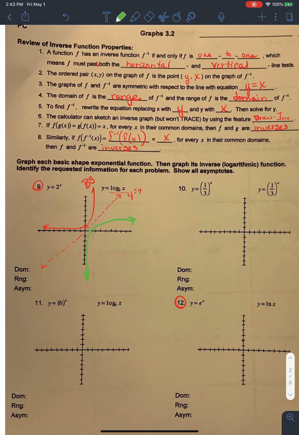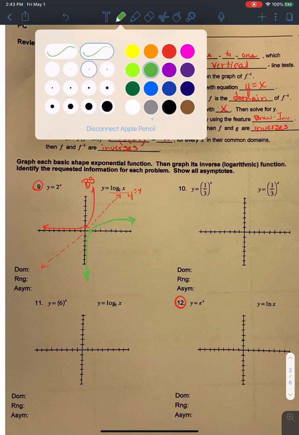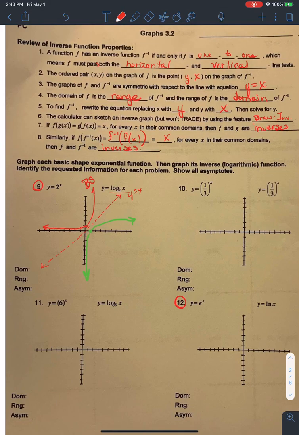Okay, now looking at the information that they want, let's go through the information for our basic shape first. In our basic shape, our domain is all real numbers. Our range is anything greater than 0. And our asymptote is the y equals 0 line because we're not allowed to cross it.